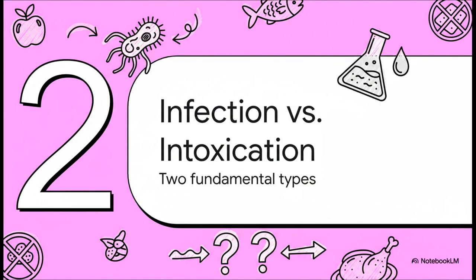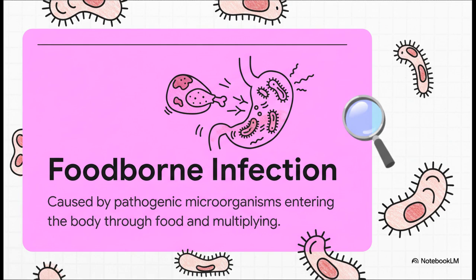Now we're getting to the most critical concept you need to grasp today. Every foodborne disease falls into one of two categories. The distinction between them is absolutely fundamental to understanding how these illnesses work, from diagnosis all the way to control measures. So first, we have the foodborne infection.